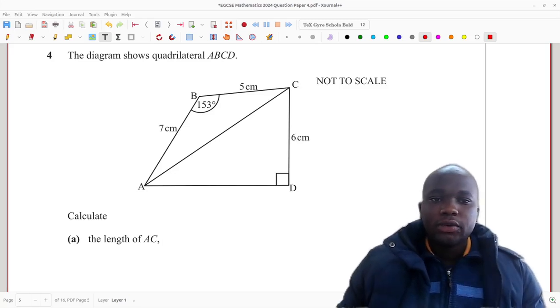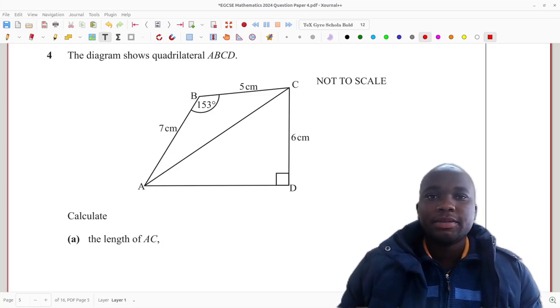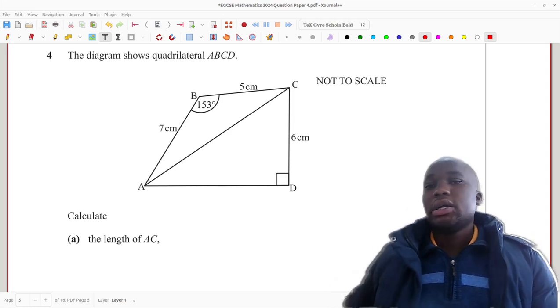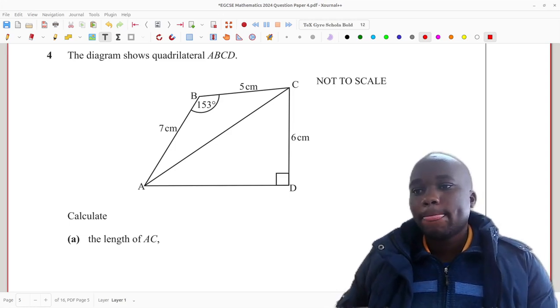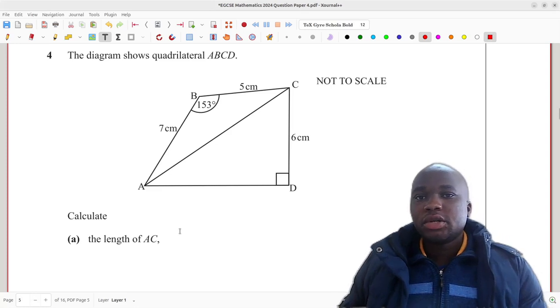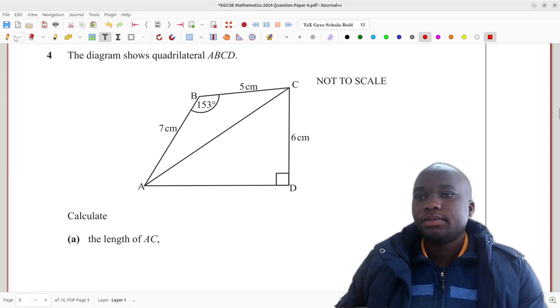Here is a question on trigonometry from the EGCSE Mathematics paper 4. Question number 4. Let's check it. It says the diagram shows the quadrilateral ABCD, and you are required to calculate the length of AC. Let's check.